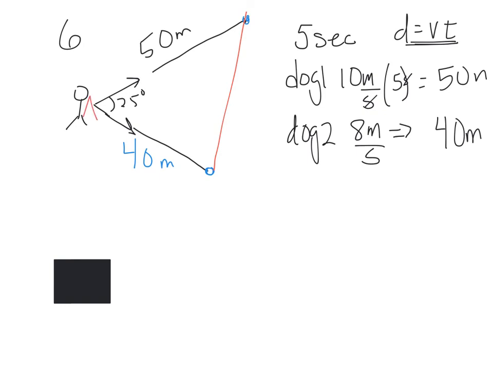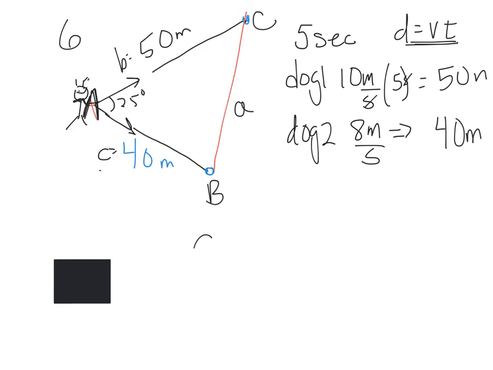Okay, so we'll call this A. Oh, I guess my person should have some arms. Not the best at that. Dog walker. So we'll make this angle A, and this will be angle B, and this will be angle C, and so this will be side C, this will be side B, and this will be side A.